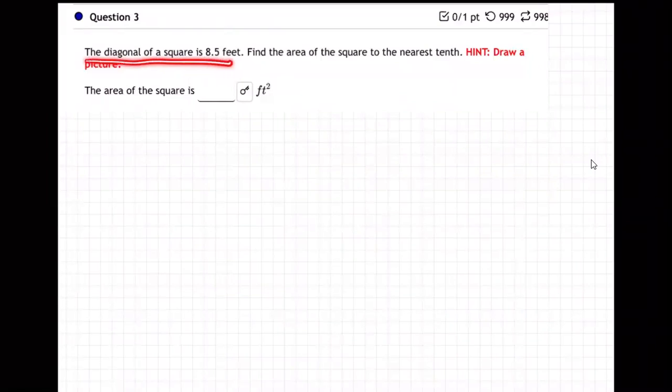The diagonal of a square is 8.5 feet. Find the area of the square to the nearest tenth. Hint, draw a picture. So let's follow their hint. Let's draw a picture.